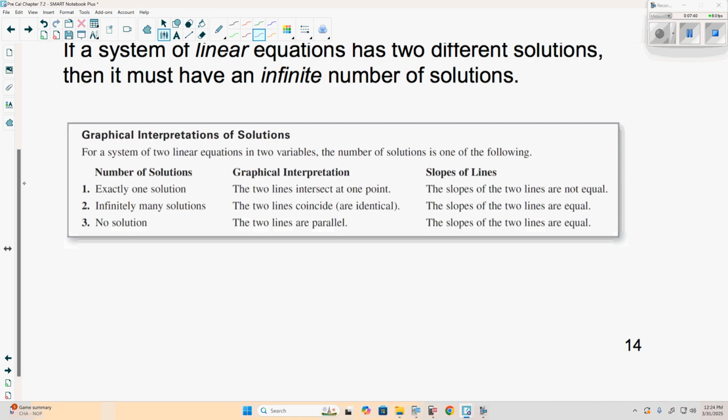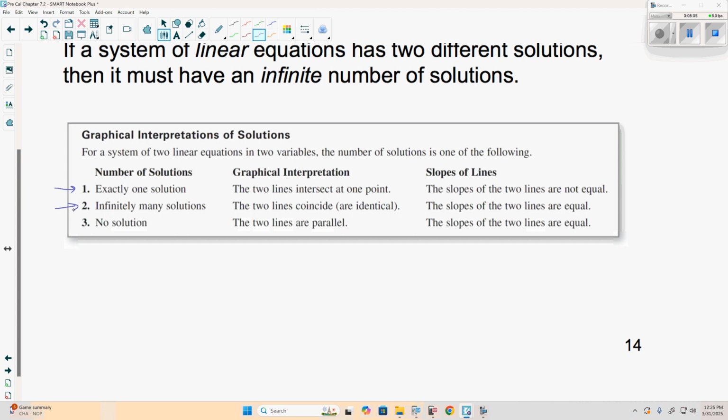That can be true for this here. Or we can have exactly one where it crosses or intersects at a point. Or we could have the option that there are no solutions. Linearly, it's going to be that the two lines are parallel.